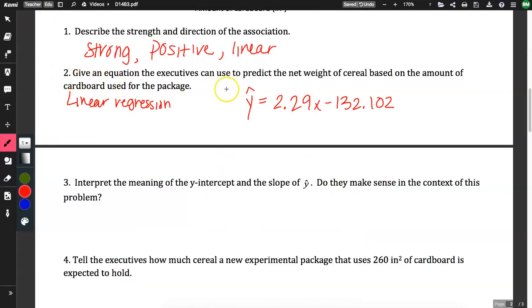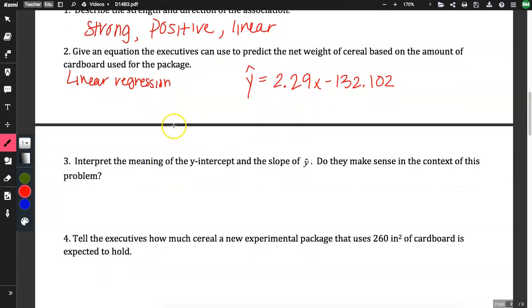All right, here's my equation. Remember, it's y hat whenever we're looking at a linear regression or a line of best fit, 2.29x minus 132.102. If you're getting something different, I would first double check that you typed in all the numbers correctly. That's usually the issue, just a little accidental typo, so check that.